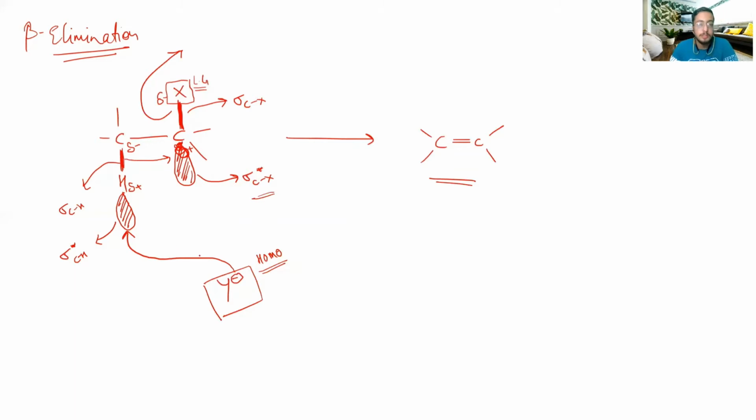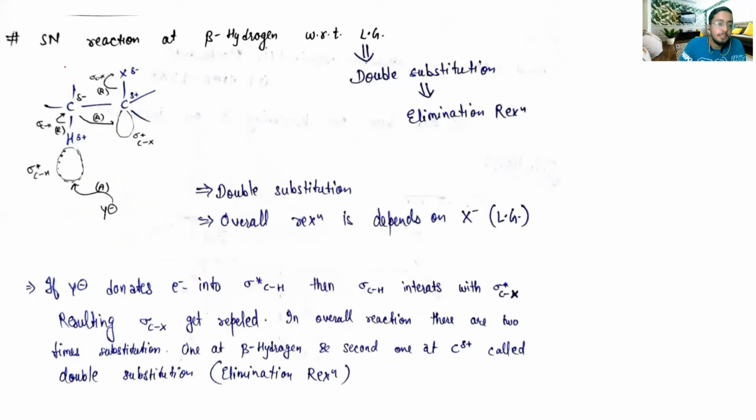this electrophile. I have made these slides using my notes. So I have written here: nucleophilic substitution reaction at the beta hydrogen with respect to the leaving group, and this is called double substitution. Why is it called double substitution? Because first this base donates its electron into the antibonding orbital of CH, and then this bonding CH will donate into the sigma star of CX, or the anti-bonding of this CX bond. In this way, there are two substitutions taking place in one elimination reaction, so it is called double substitution.